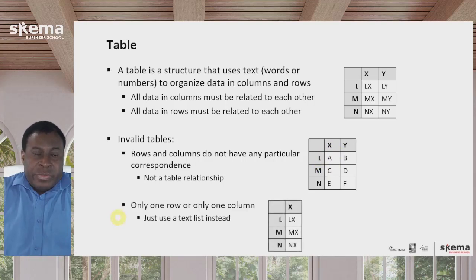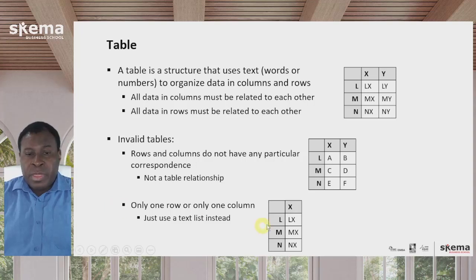Now, another very common but invalid form of table is where you have only one row or only one column. So in this instance, the rows and columns do correspond appropriately, but there's only one column. Well, this is just a list, and you can use a bulleted list to represent this information. If you don't have at least two rows or at least two columns, then there's no point using a table to represent that. So that's not a valid table structure either.